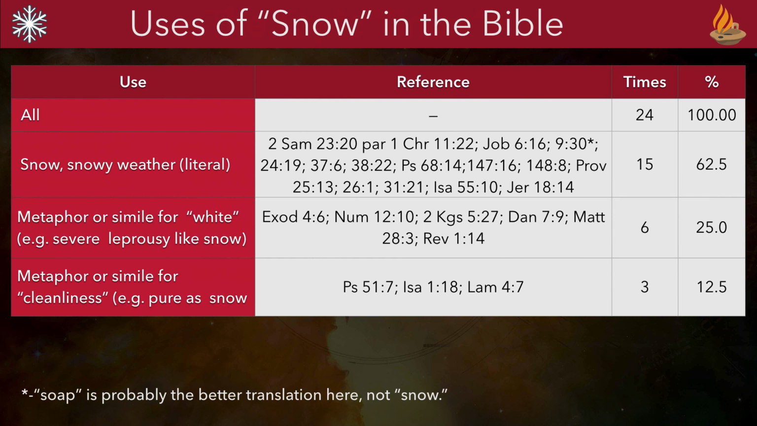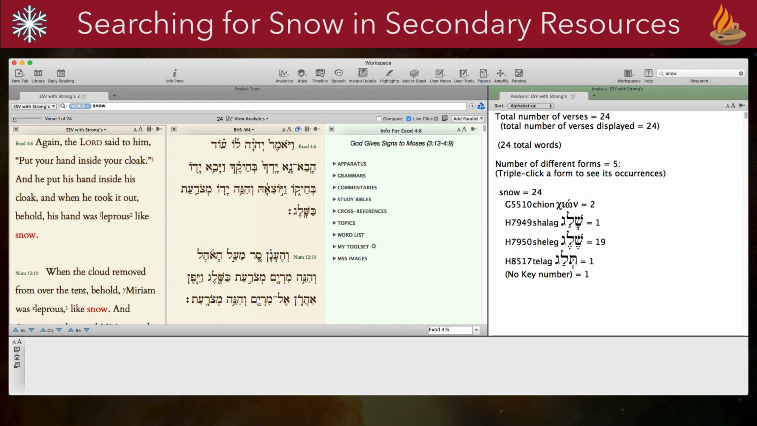A statistical analysis, the two columns on the right, gives us a feel for how often the word is used in different ways. In this case, I observed that most of the Bible's references were to snow and snowy weather. Of the two figurative uses, snow as a measure of whiteness is twice as common as snow as a gauge of purity or cleanliness.